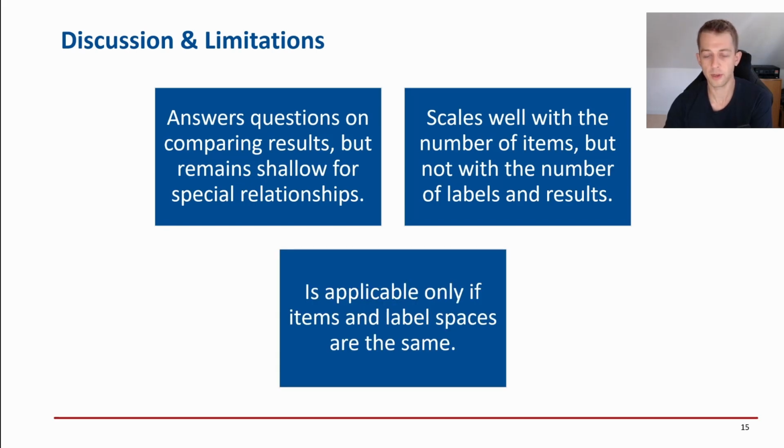Lastly, our approach is only applicable if all classification results use the same items, so they have seen the same images, and also if the label spaces are the same. Right now, it is not possible to compare 2 different models where one assigned the label dog and another one assigned the label hound.